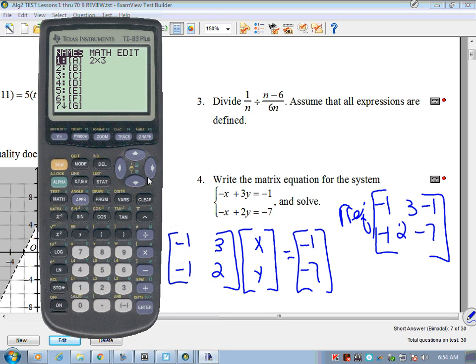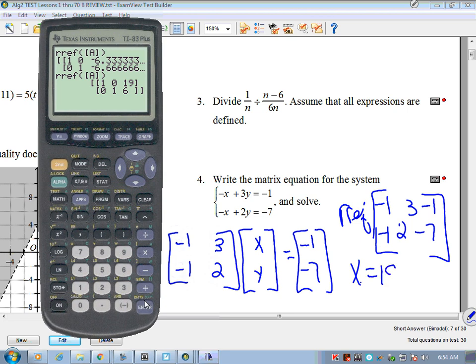Second matrix. This is why you want to be careful when you're putting these together, that you're writing things down as they are. Okay. Alright, so our answer here is 19 and 6. X equals 19, y equals 6.